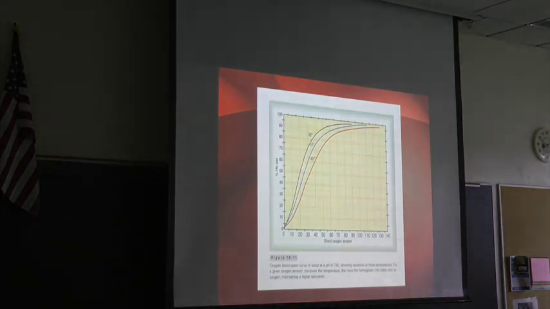And then a picture showing changes in temperature and how that affects oxygen and hemoglobin. 37 degrees Celsius is a normal blood temperature. 42 degrees Celsius is a fever. And when there's fever in the body, then hemoglobin lets go of the oxygen more easily. Hypothermia, where the body is really cold, now the hemoglobin is hanging onto the oxygen more tightly. It's not being released to the tissues as readily.